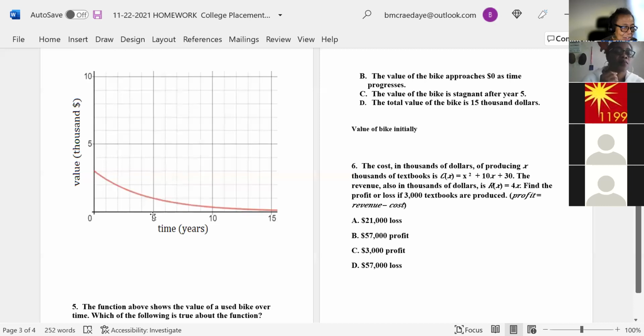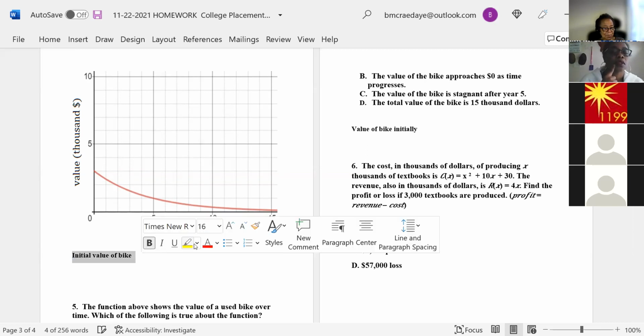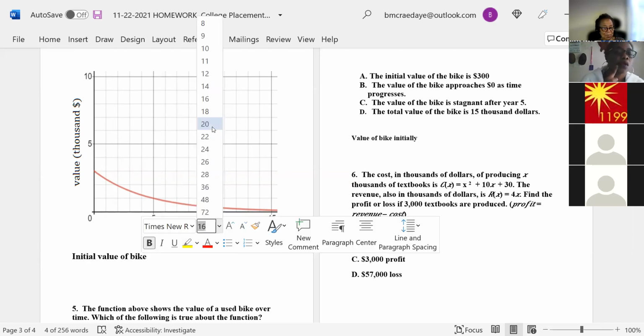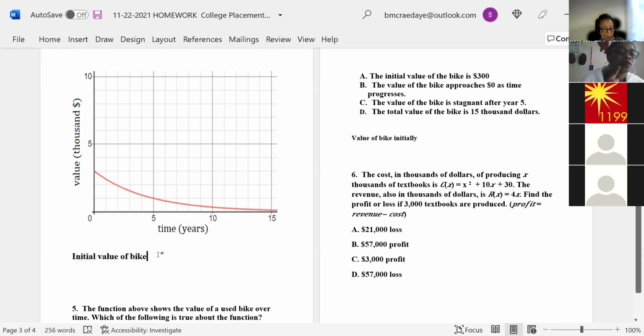You have the time in years and you have the value in thousands. So what was the initial value of the bike, Vanessa? When we started, what was that value? It's not 4. It's 3. 3,000. That's it. Very good. 3,000.